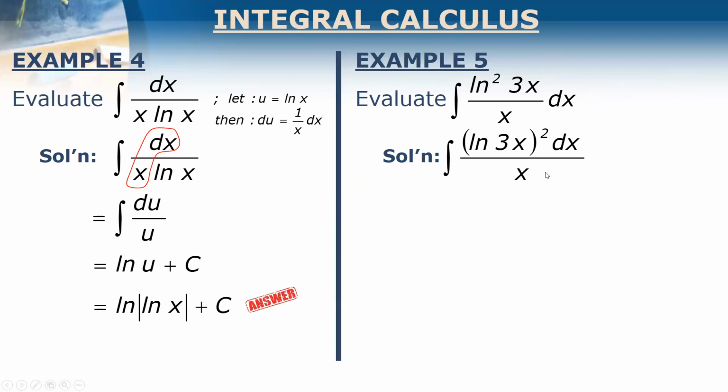Same as cosine squared theta plus sine squared theta: the cosine squared theta is actually cosine theta quantity squared. Same with ln squared 3x, which is equivalent to ln of 3x quantity squared. And again, for this u, you choose whether it is the whole expression or ln 3x. But when there is a power, usually the base is the u.